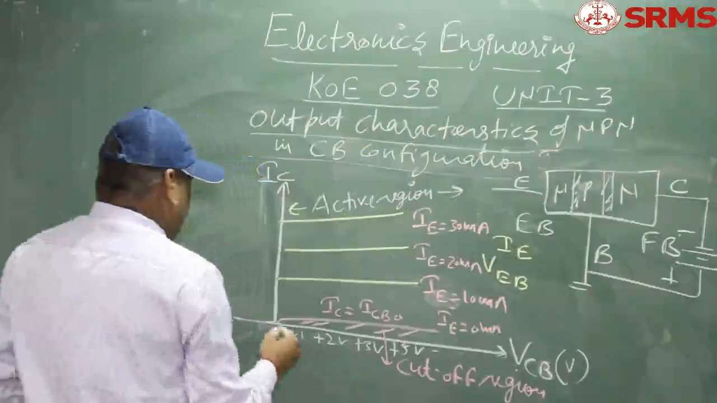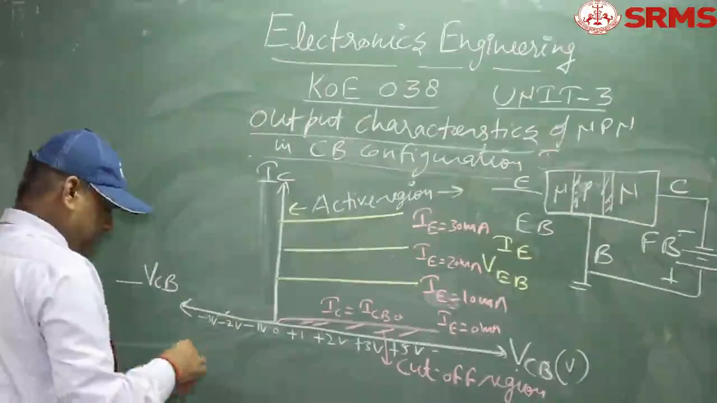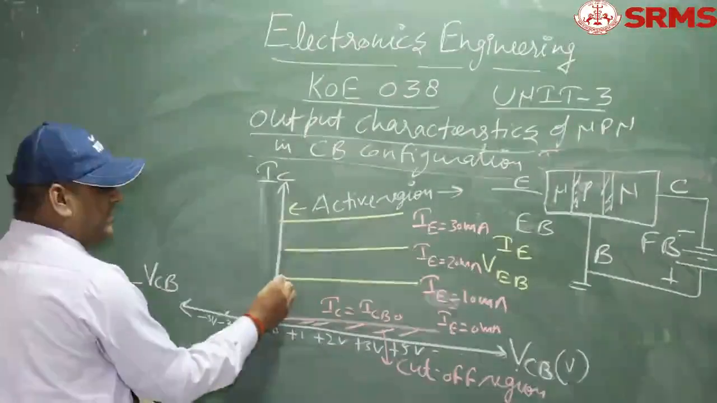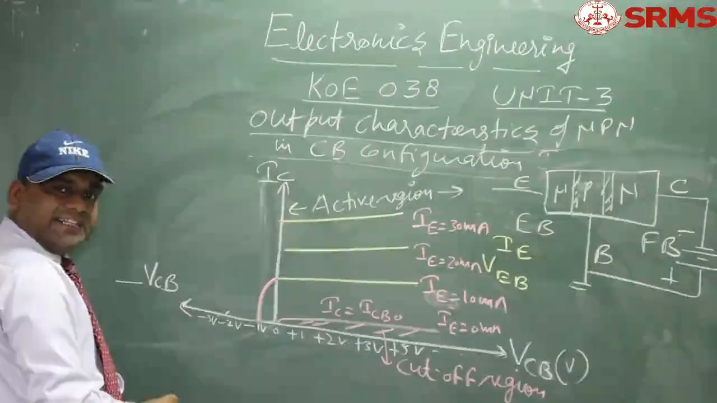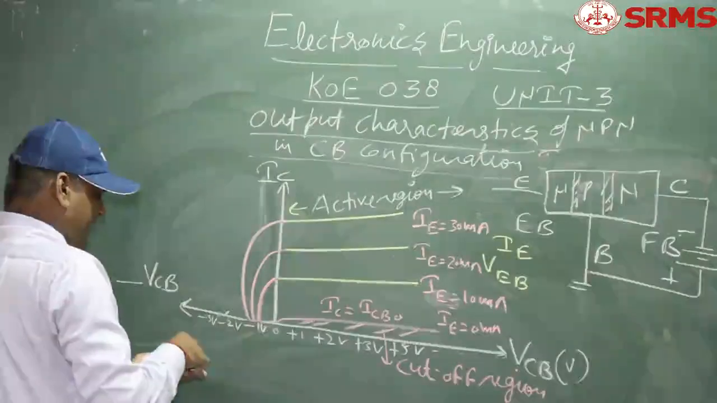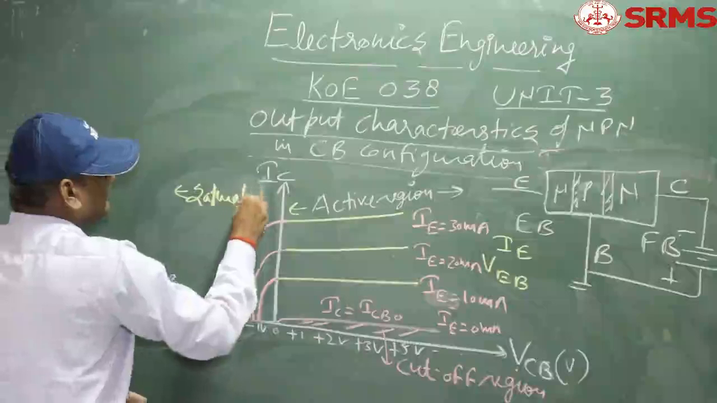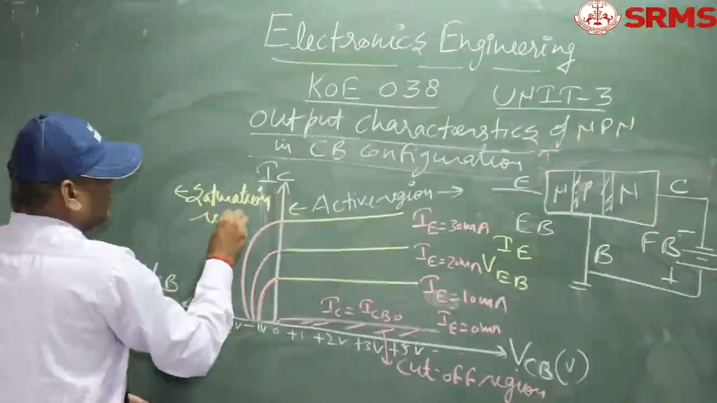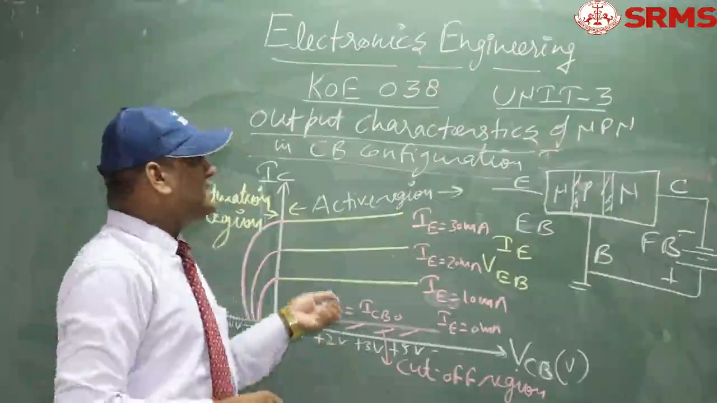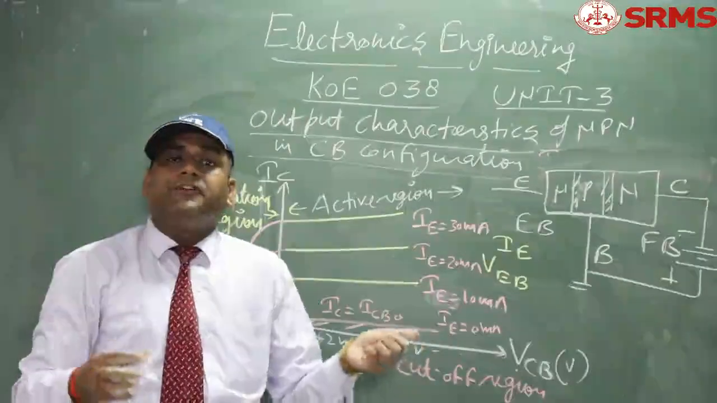So if this is minus 1 volt, minus 2 volt, minus 3 volt, let us assume. What is going to happen? Previously, IC was equal to IE in the active region. Now the current decreases for the forward bias voltage, and that region is known as the saturation region. So this is the output characteristic of the NPN transistor for the common base configuration.